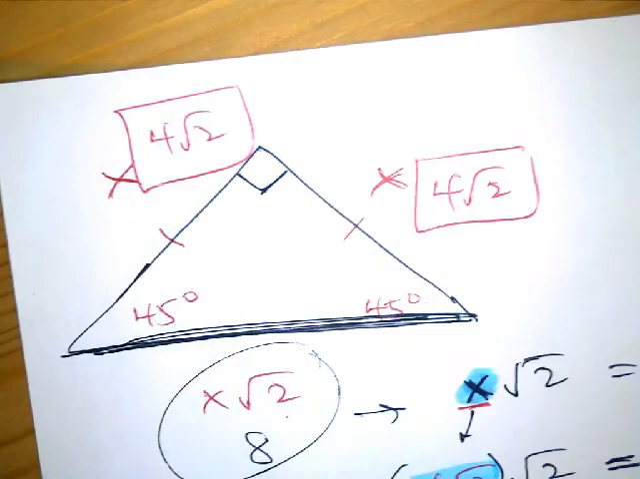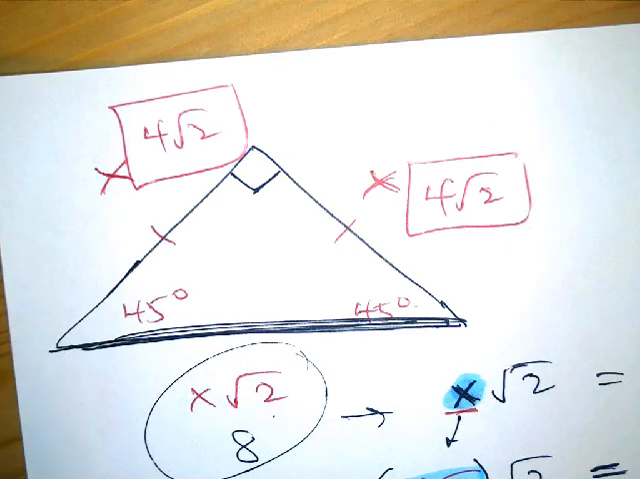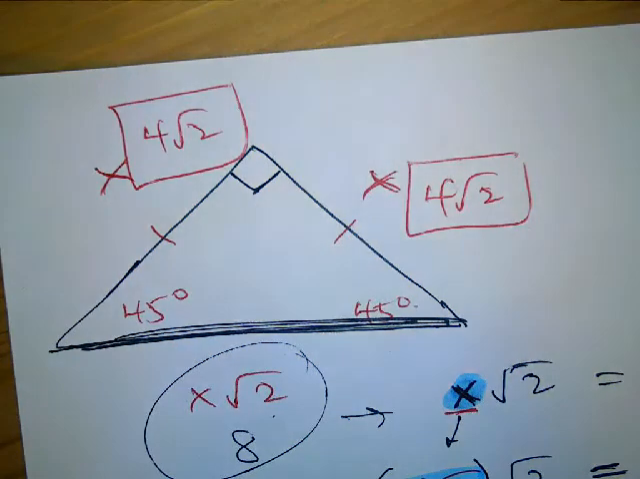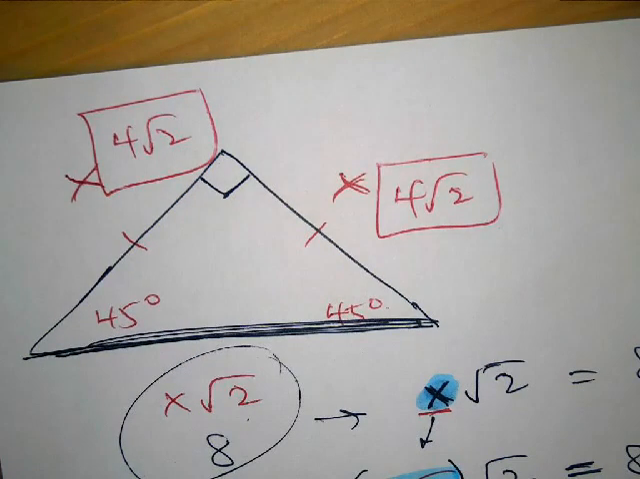But anyways, the point is that you found your value of x. Your value of x is what? 4 root 2. And x is your legs. So guess what your legs are? 4 root 2, 4 root 2. That's how this one works.